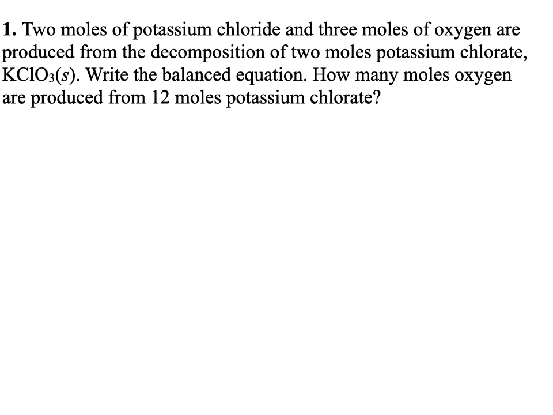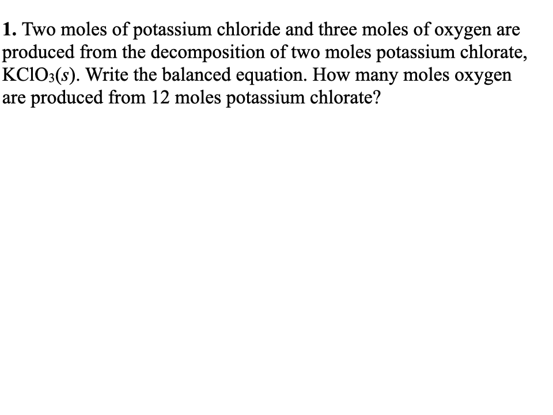Okay, we're going to start with a few problems, because the best way to do stoichiometry is to actually do problems. So here we have 2 moles of potassium chloride and 3 moles of oxygen are produced from the decomposition of 2 moles of potassium chlorate, which is KClO3.